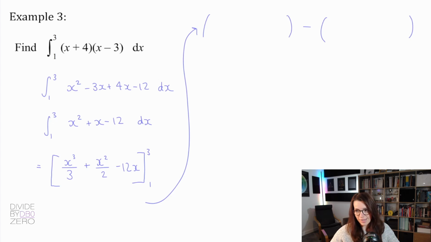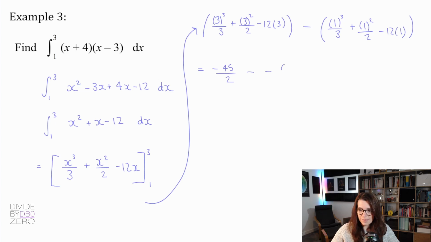So in the first bracket, we're going to have 3 cubed over 3 plus 3 squared over 2 minus 12 times 3. And in the second bracket, we're going to have the same expression, but with 1 substituted in instead. And then it's probably best to evaluate each bracket separately. In the calculator is fine. So in the first bracket, when you type that in, you get minus 45 over 2. You then have a minus, and then the second bracket comes out as minus 67 over 6. You can then evaluate this, and you get minus 34 over 3 altogether.